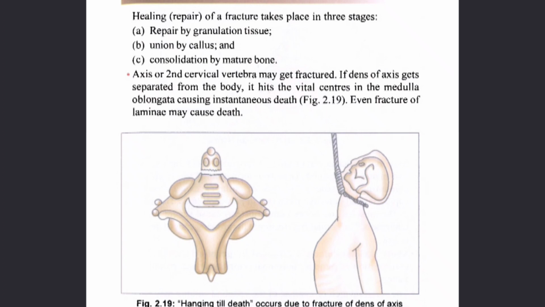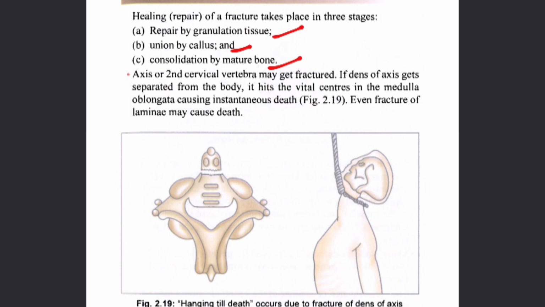Healing of a fracture takes place in three stages. Very important: repair by granulation of the tissue, then union by the callus, and the consolidation by the mature bone. First granulation takes place, proliferation of the cellular, and then the callus formation takes place, which joins the broken part. And then the consolidation by mature bone.